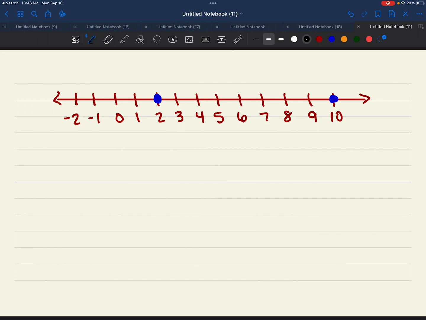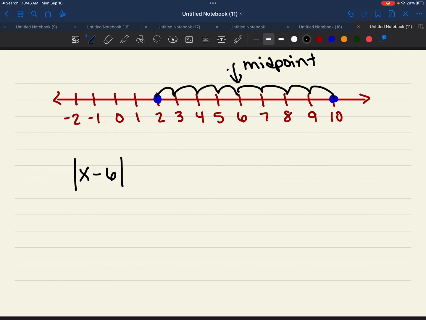What's the first thing you have to find? The midpoint? Okay, how would you find the midpoint, Paisley? By seeing it's in the middle. Okay, so tell me what it is. 6, because I'd go 1, 2, 3, 4. 1, 2, 3, 4. So my midpoint is at 6. So that's the first part of my equation. What would it be? Absolute value of, what do I do with the midpoint? Do I add it to x or subtract it? Okay. So I get the absolute value of x minus 6.